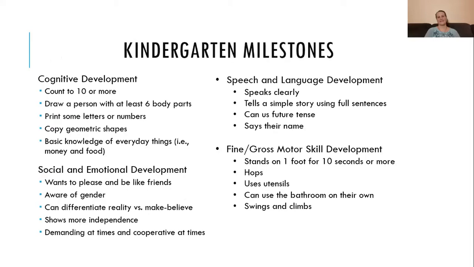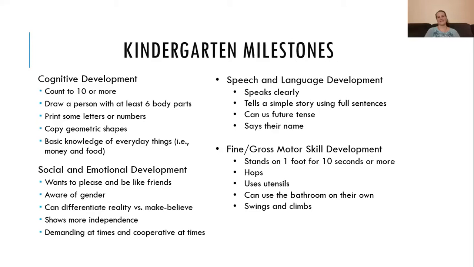All right, so we're going to go into different milestones for kindergarten through 3rd grade. And then we'll break it down into 1st, 2nd, and 3rd grade. So in terms of kindergarten milestones, cognitively, kindergartners should be able to count, they should be able to draw a person with at least 6 body parts, printing some numbers or letters, so starting to do that. Shapes, so square, circle, triangle, as well as basic knowledge of everyday things. So knowing that money buys things, things like that.